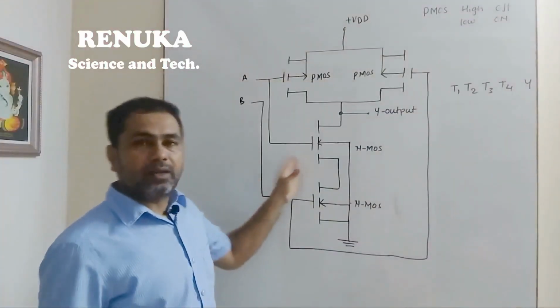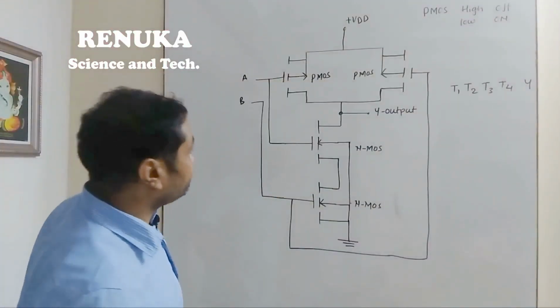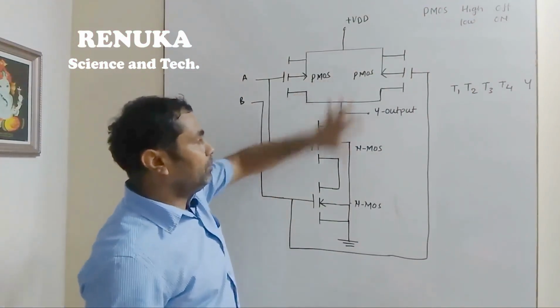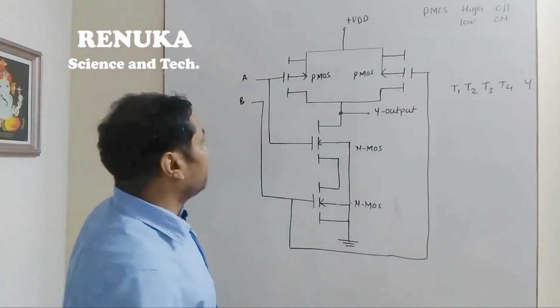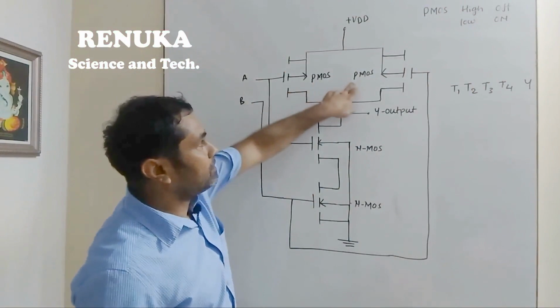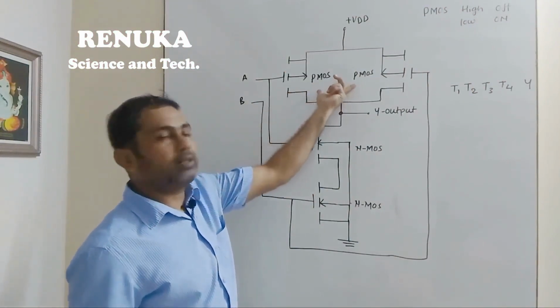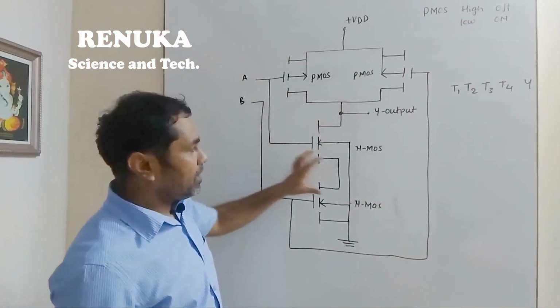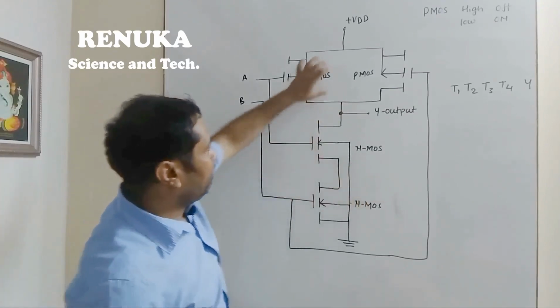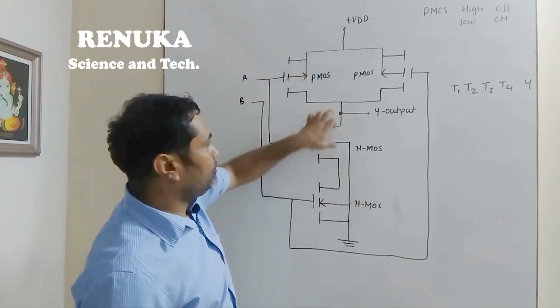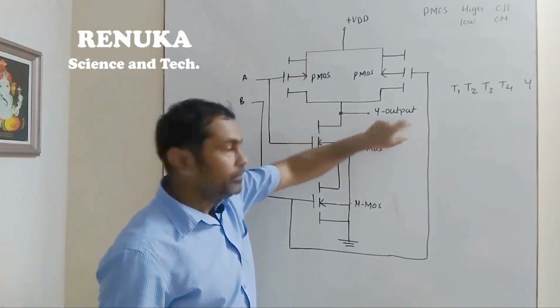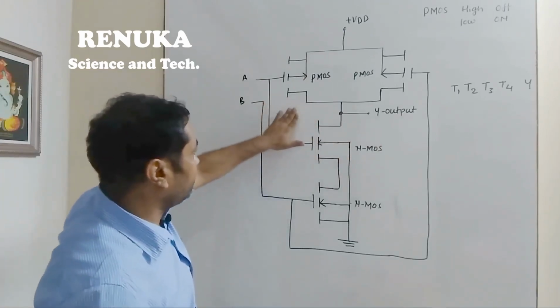Now this is another circuit. What we have done, we have taken 4 MOSFETs like this. The P MOSFETs are working as a driver and the N MOSFETs are working as a load, and in between driver and load we have taken the output. See how the construction is done.